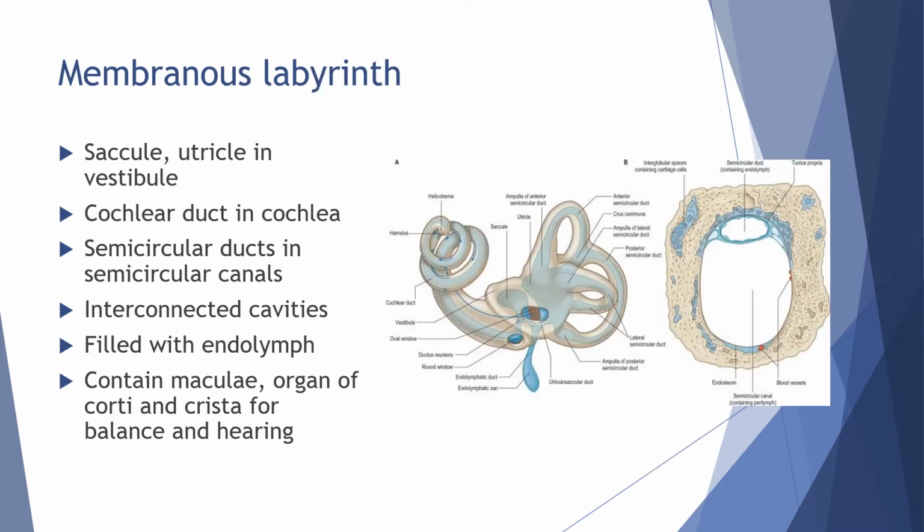The membranous labyrinth, which is shown in the figure here, has saccule and utricle, which lie in the vestibule, and the cochlear duct, which lies in the cochlea. There are semicircular ducts which lie in the semicircular canals. All these are interconnected cavities. They are filled with endolymph and they contain the organs of hearing and balance.